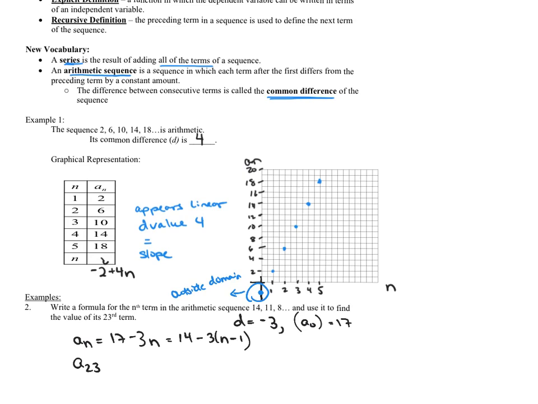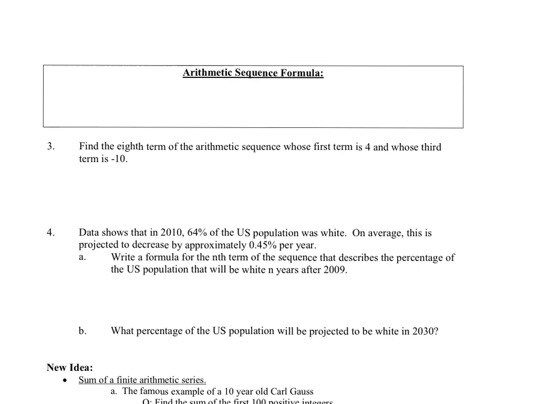To find a23, we can use this explicit definition and say 17 minus 3 times 23, which gives us -52. As I said in the last slide, our arithmetic sequence is normally defined so that we can just plug in our n value and we don't have to worry about that a sub 0. So we'll say that a sub n is equal to a1 plus d times n minus 1, where d is our common difference.